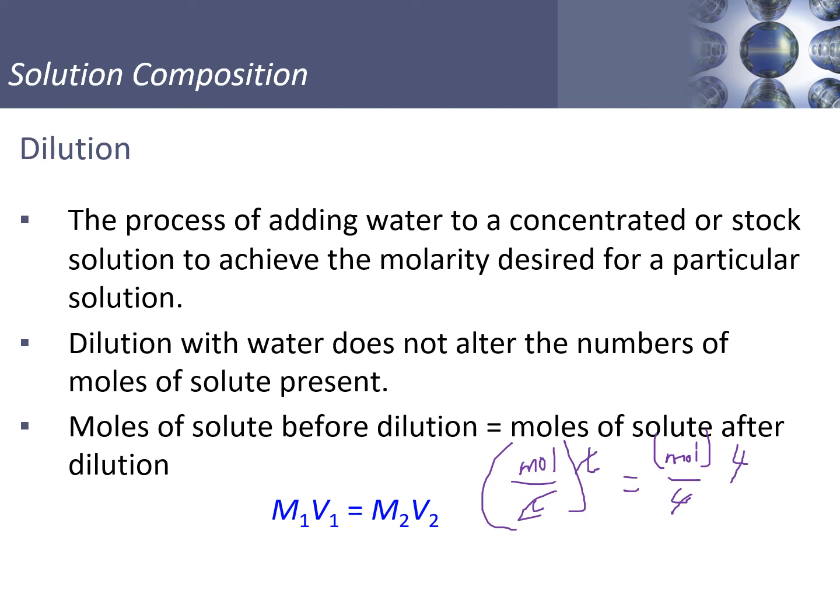So our formula for this is M1V1 equals M2V2. Inverse relationship, the more concentrated molarity will have the smaller volume. And so as we add volume, the molarity will decrease.